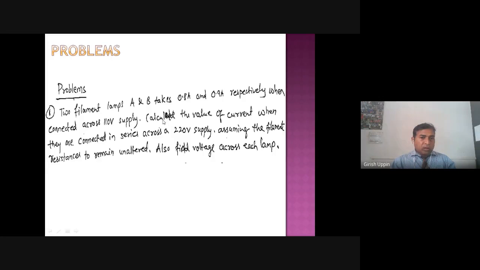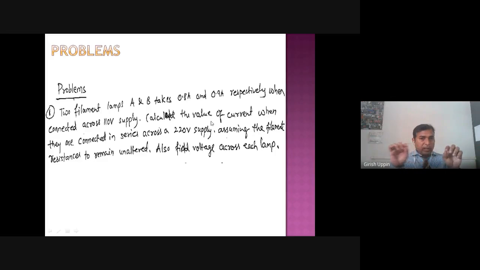We have to calculate the value of current when they are connected in series across a 220 volt supply. Individually, when they are connected to 110 volts, lamp A will take 0.8 amperes and lamp B will take 0.9 amperes. Now let us say we connect lamp A and lamp B in series across a 220 volt supply.